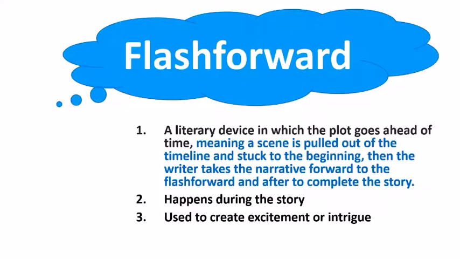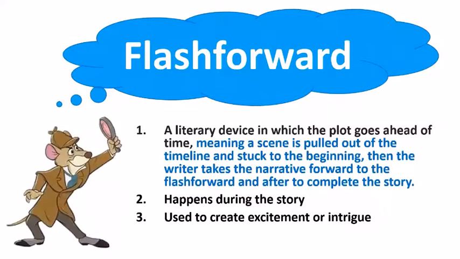Let's move on. We're moving on to a flash forward. Now, a flash forward is opposite. It's a literary device in which the plot goes ahead in time. So you're going into the future. So it means a scene is pulled out from the timeline and is stuck at the beginning of the story. And then the writer takes the narrative forward to the flash forward and then after the flash forward.